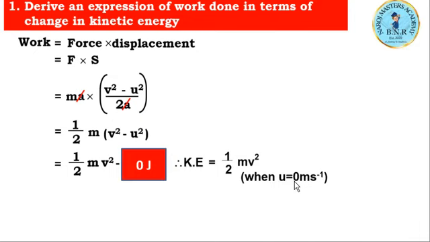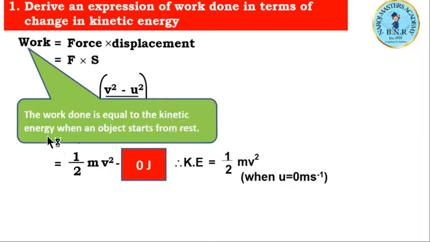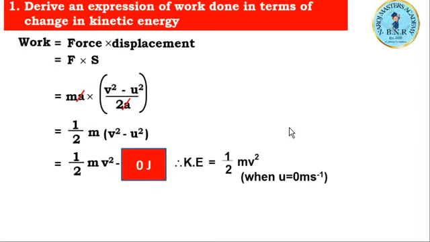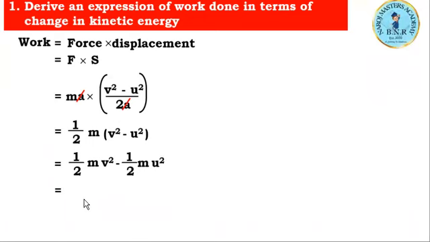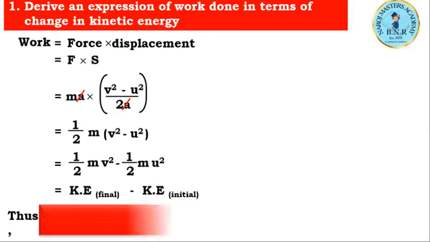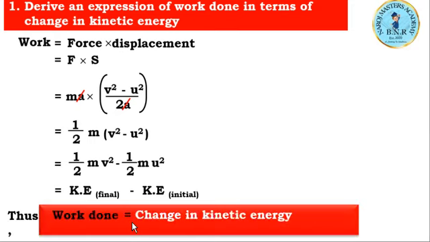So when initial velocity is 0, this means u into 0 is always 0. 0 into something is always 0. So this is 0 joules. So the work done is equal to the kinetic energy when an object starts from rest. Okay. So half mv square, kinetic energy final minus kinetic energy initial. So thus the work done is equal to change in kinetic energy.